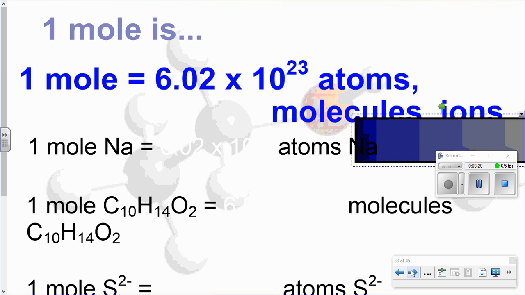Now, what is a mole? A mole is 6.02 times 10 to the 23rd atoms, molecules, or ions. Again, I'm choosing things that are very, very small. The very smallness of these particles means the mass is manageable.